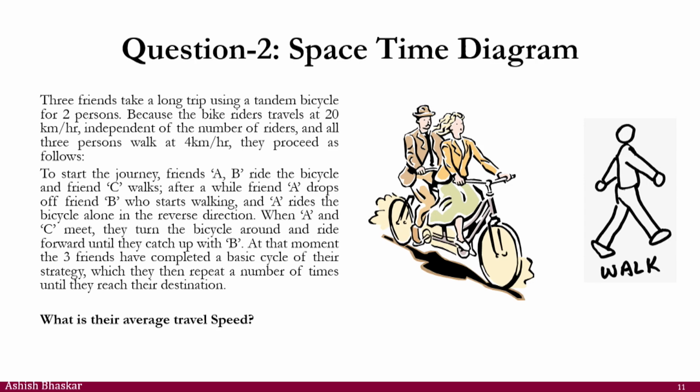Three friends take a long trip using a tandem bicycle for two people. So there are three guys, let's say A, B, and C. The bike riders can travel at a speed of 20 kilometers per hour, independent of the number of riders, and all three persons can walk at a speed of 4 kilometers per hour. That's the speed which is given to us.